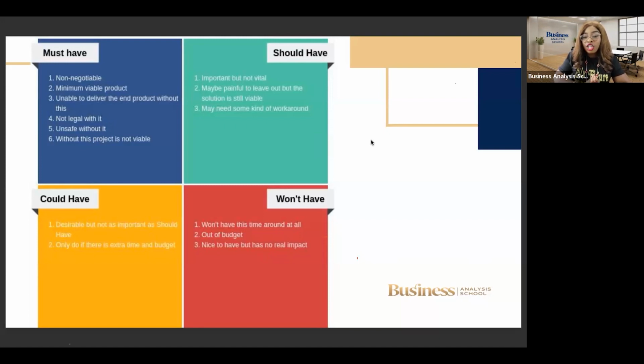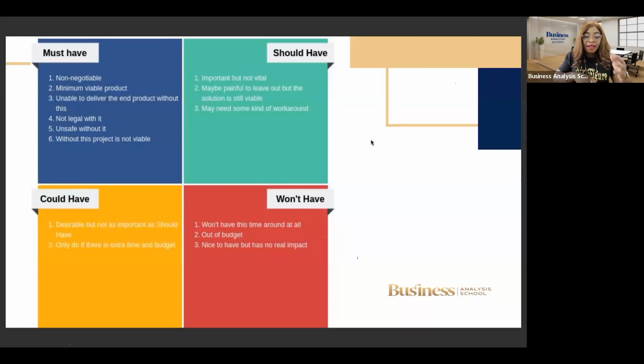Okay, and then we have our should haves. They are important but not vital to the solution or the business. It may be painful to leave out of the solution, but it's still viable, and we might need some kind of workaround to make it happen. So they're important, but they're not vital.